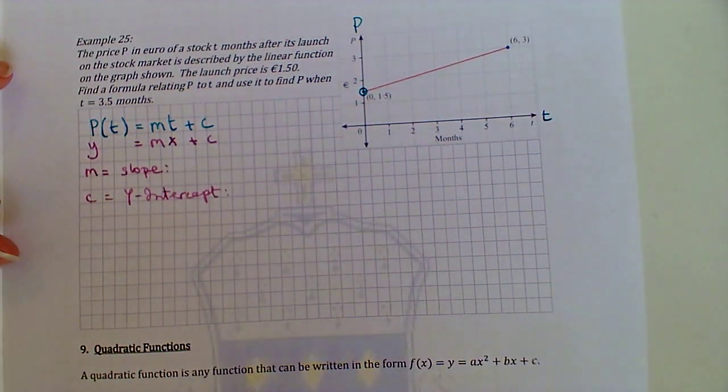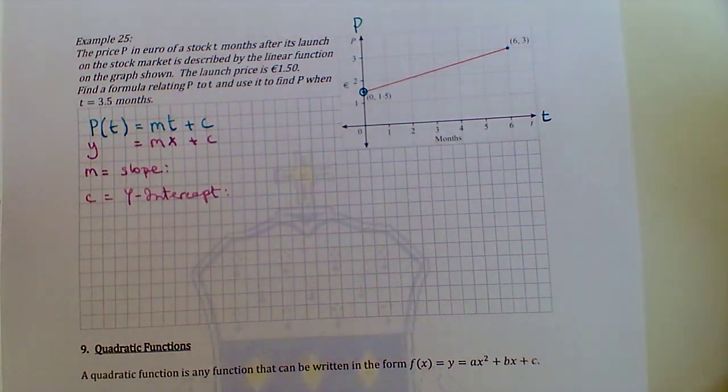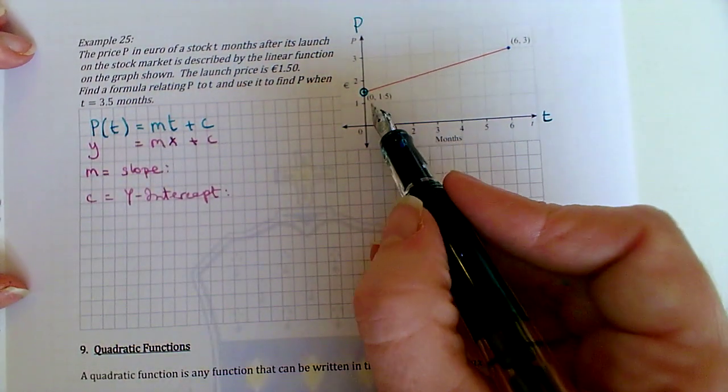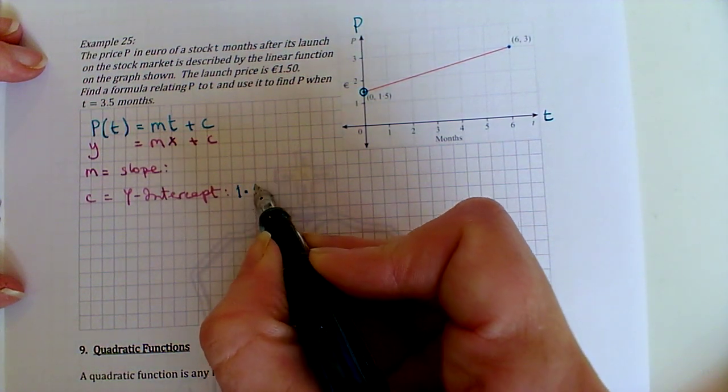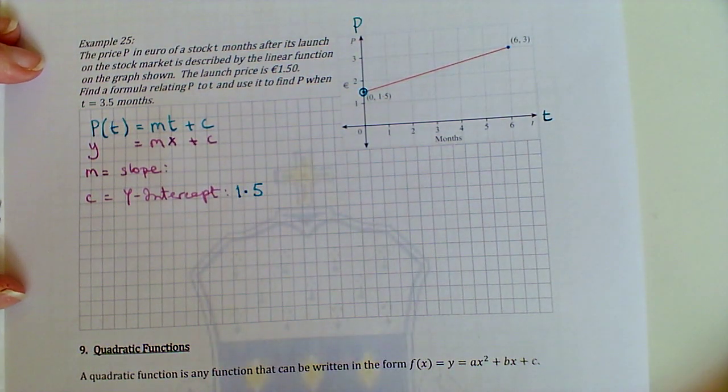Let's pick the low-hanging fruit. My y-intercept is given to me straight away. It's written in here, 0, 1.5. So that's at the point 1.5. So we know that value straight away.